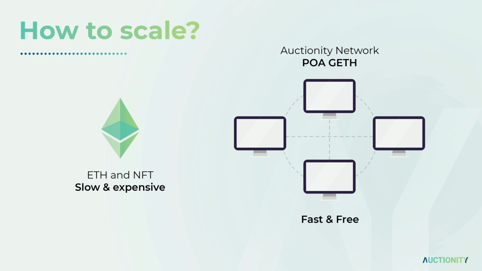On the left, you can see the Ethereum blockchain, which is slow and expensive. And on the right, we created the Auctionity network, which is fast and free. Auctionity network is an Ethereum blockchain running proof of authority on Geth. The protocol behind this is Clique on the Geth nodes. Using that, you determine a given number of nodes which are allowed to mine transactions on the blockchain. So we put all the miners in Europe, for example, and so we can have a faster consensus.